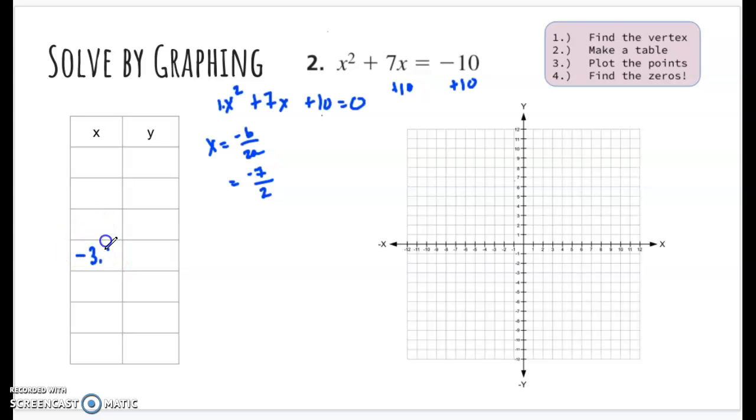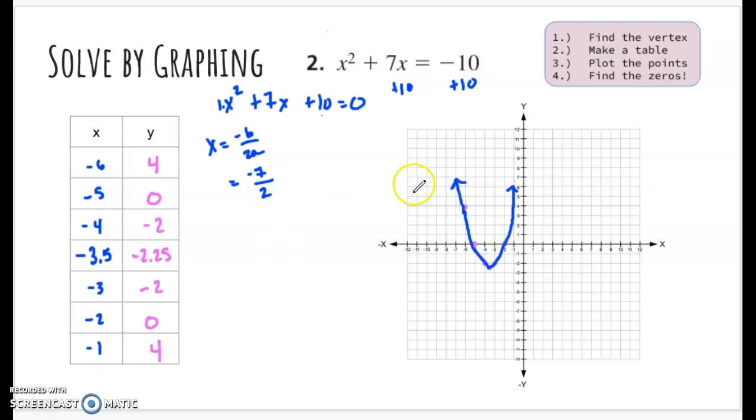So negative 3.5. Okay, so then maybe to fill in the rest of my table of values, maybe I want to go negative 4, negative 5, negative 6, negative 3, negative 2, negative 1, and kind of see if we get there. Okay, and then I'm just plugging and chugging through, right? So I'm evaluating this equation or this function for these values. Okay, plugging in, seeing what I get. Take a minute, pause the video, try it out. All right, check your answers with my answers.